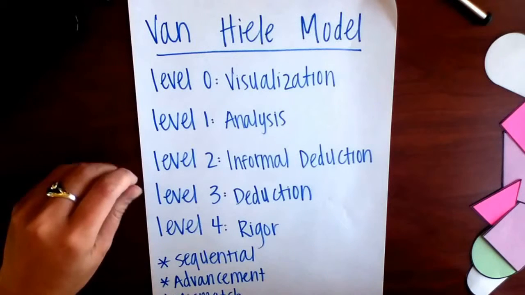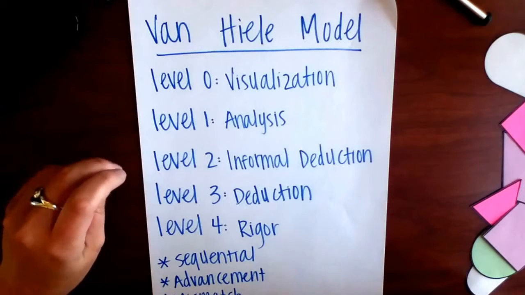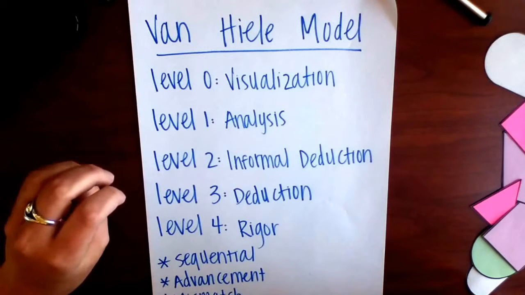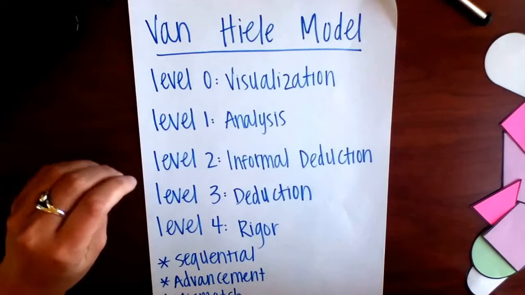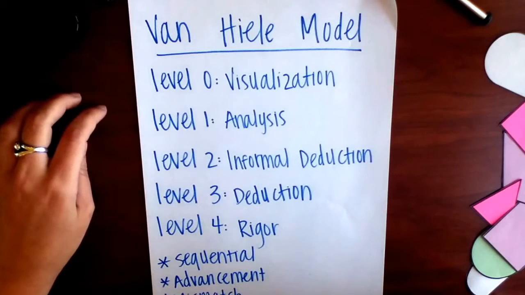Another key property is advancement, which means that progress from level to level depends more on the content and methods of instruction received and not the age. It does not matter if you are an adult or a student, you must learn level 0 before you can move on to level 1.